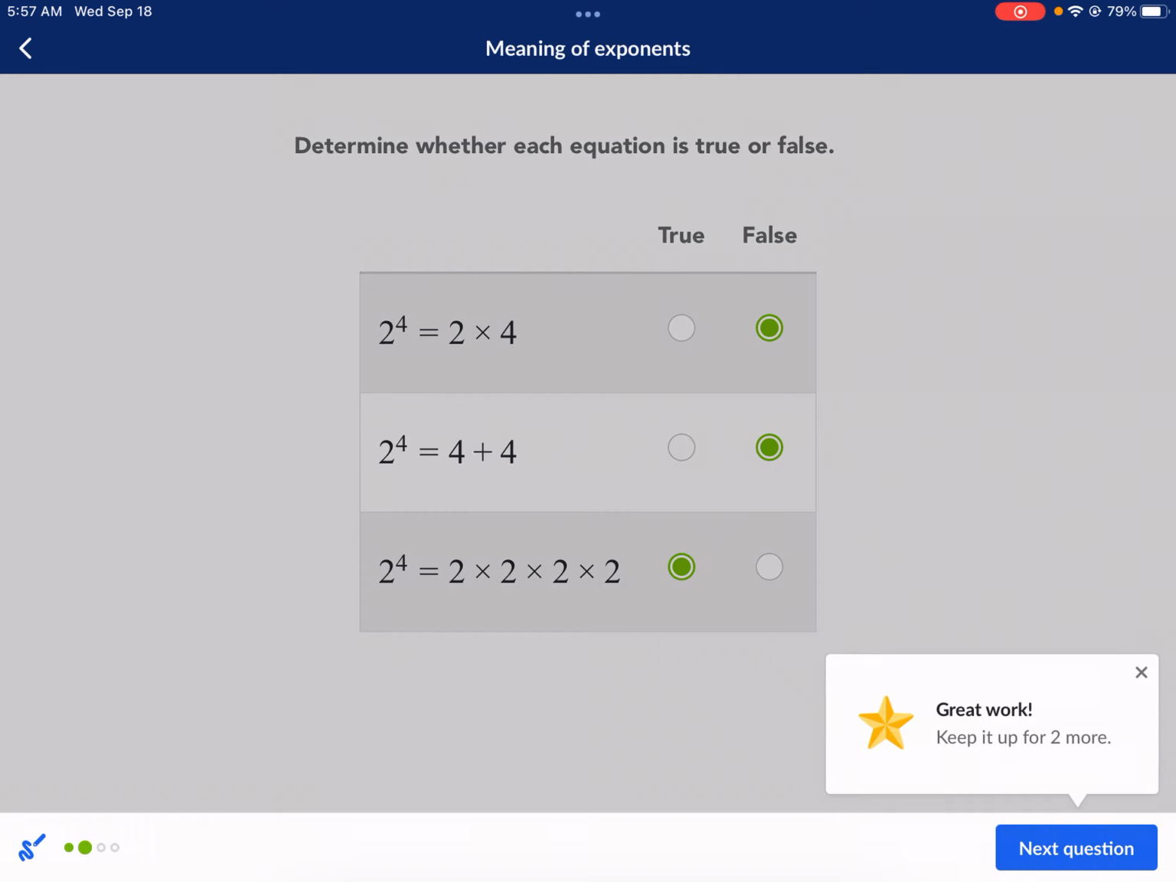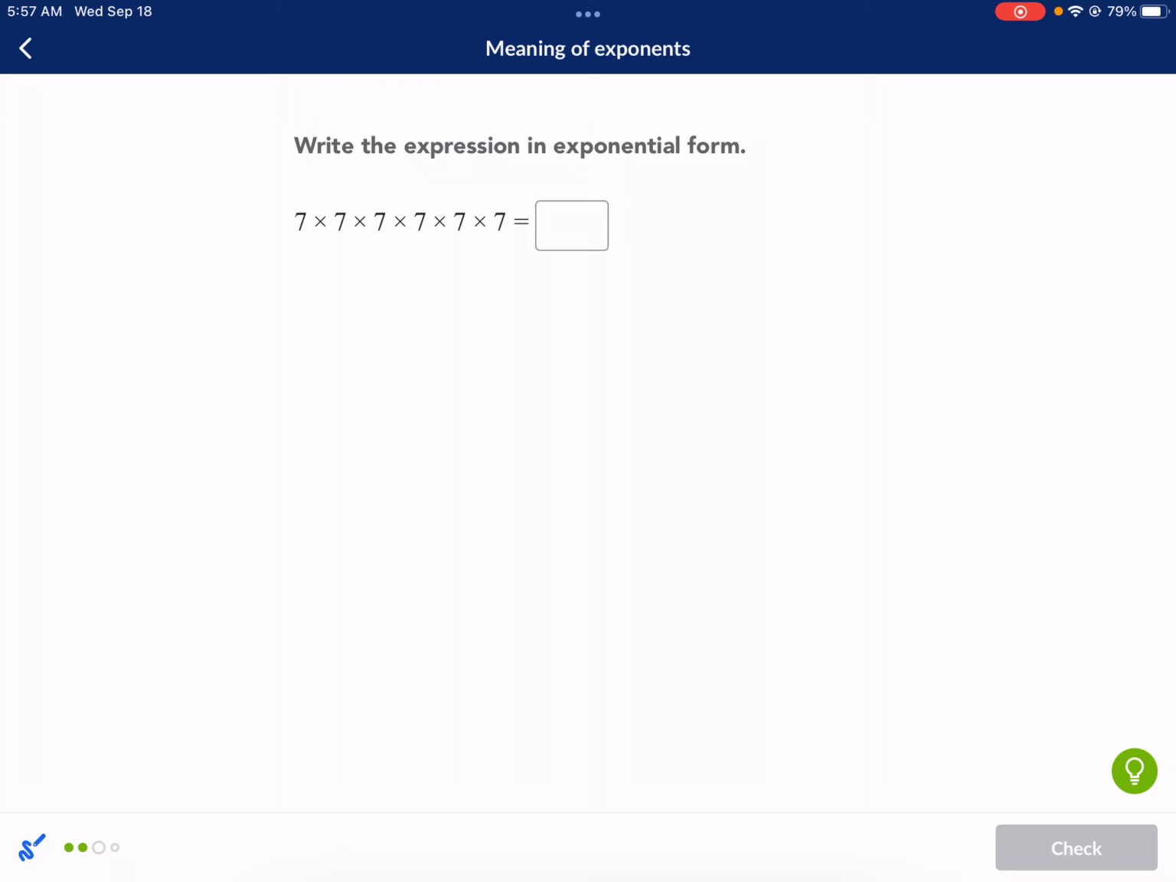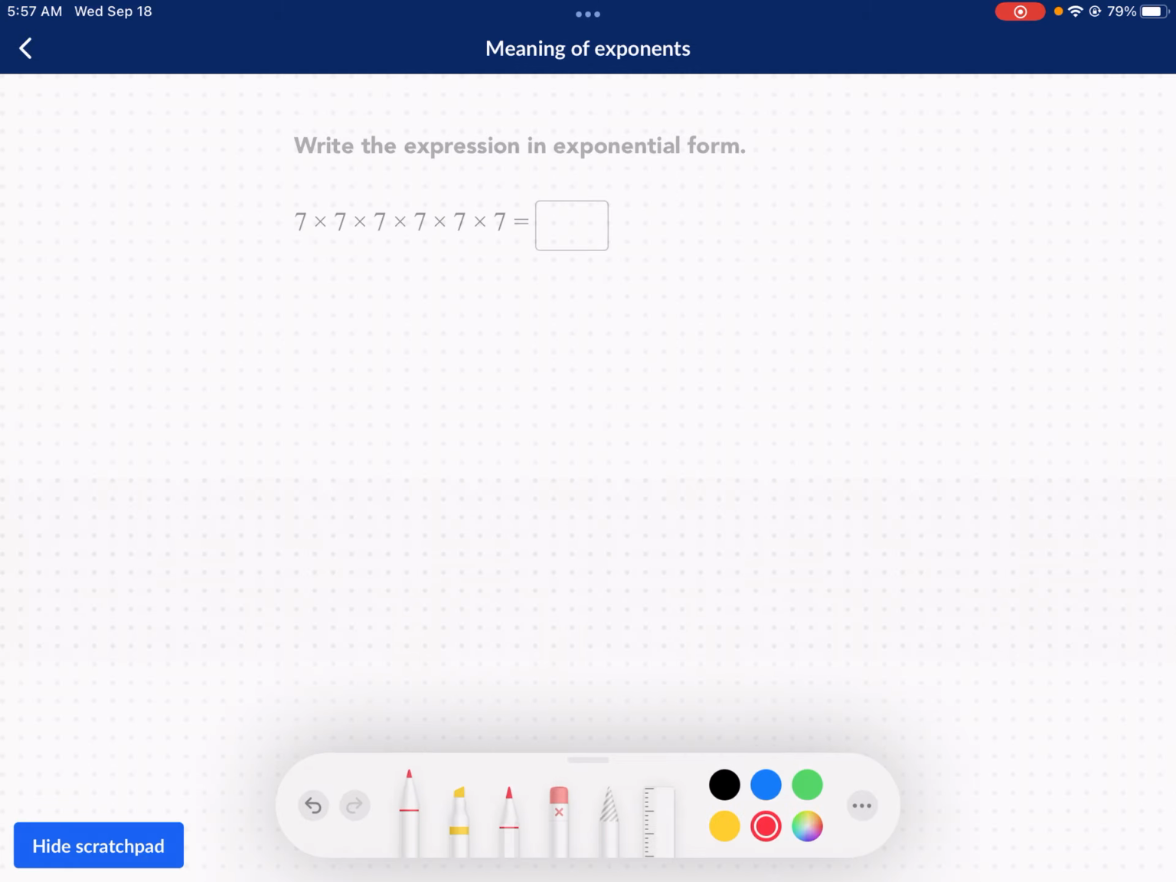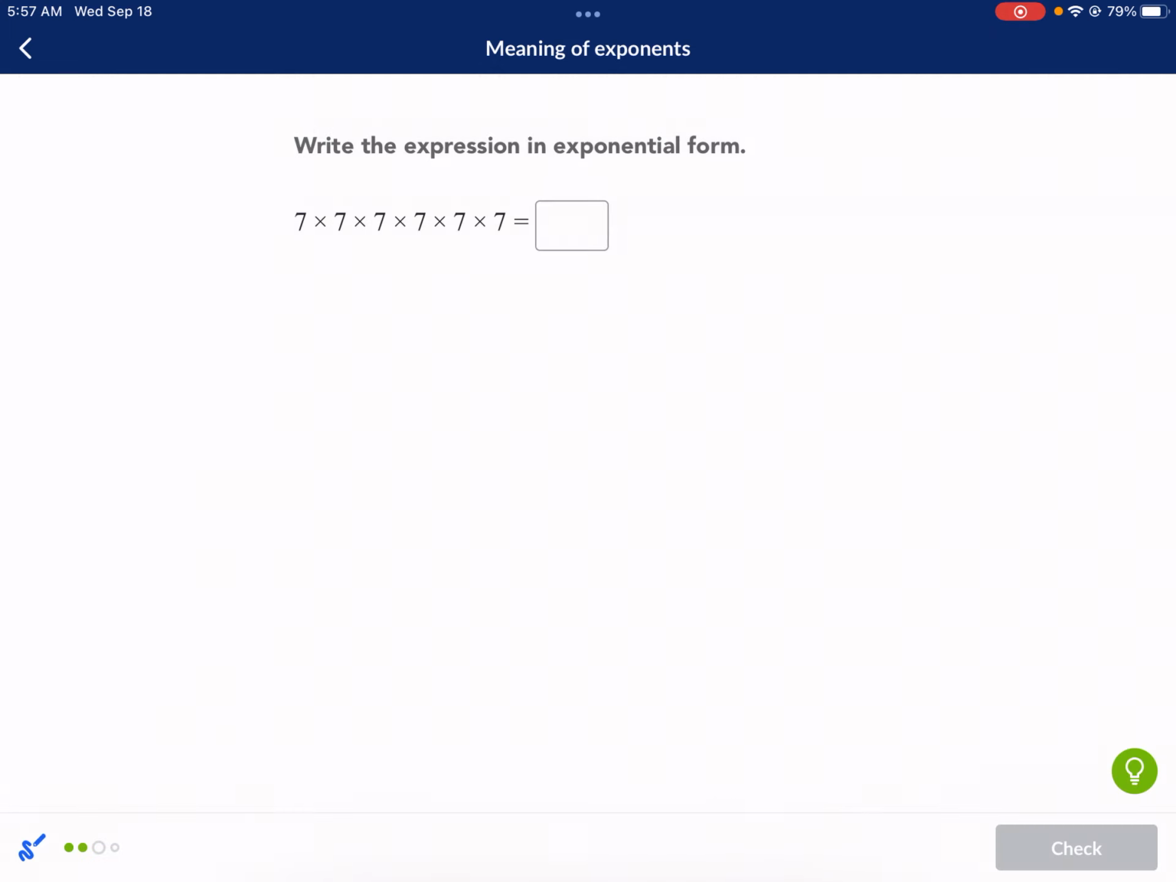Final answer. Okay, so write the expression in exponential form. This is expanded form. We just need to figure out, number 1, what's our base? Our base is the number that's repeatedly multiplied by itself, so that's 7. And then our exponent is going to be the number of times. Let me change the colors here. Let's change it to blue. 1, 2, 3, 4, 5, 6. So our exponent is going to be 6 because it's repeat multiplying by itself 6 times. So 7 to the 6th power.